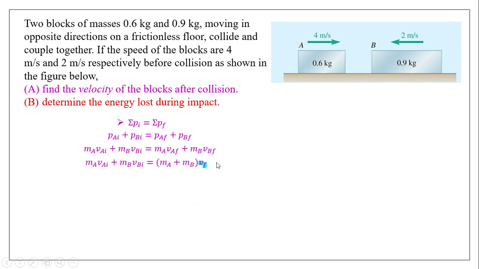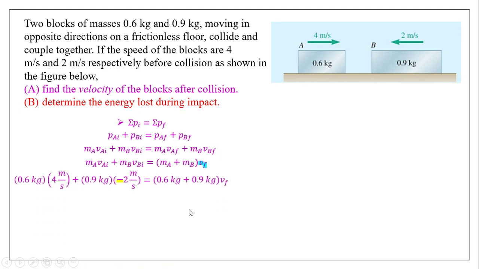Here, I'm just going to combine like terms on the right side. Keep in mind that it says the blocks are going to collide and then couple together. The phrasing couple together implies that they have the same final velocity after they are stuck together. So on the right side, I just replace VAF and VBF with simply VF. Why? Because they have the same final velocity, and that allows me to factor out VF on the right side. So really, it's MA plus MB, because now you treat the blocks as just one block because they're moving together.